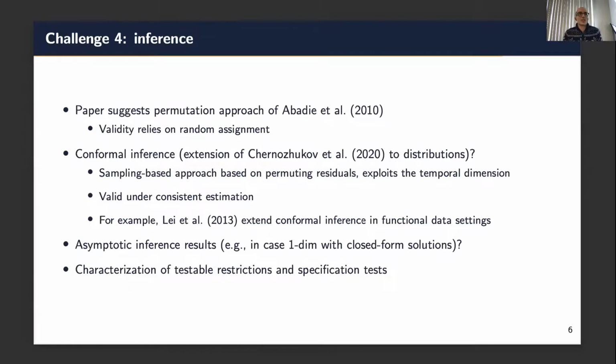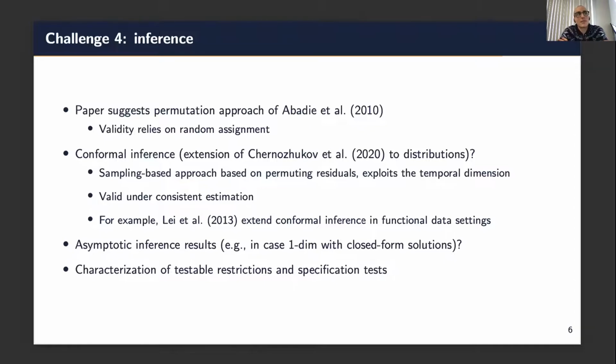The fourth challenge is inference. And so currently the paper suggests using the permutation approach that is very popular in the synthetic control literature, which can also be applied here. This approach relies on random assignment. And if random assignment fails, which is often the case in these aggregate panel data settings, one has to interpret this approach slightly more qualitatively. And Alberto has an excellent discussion on this in his recent review.